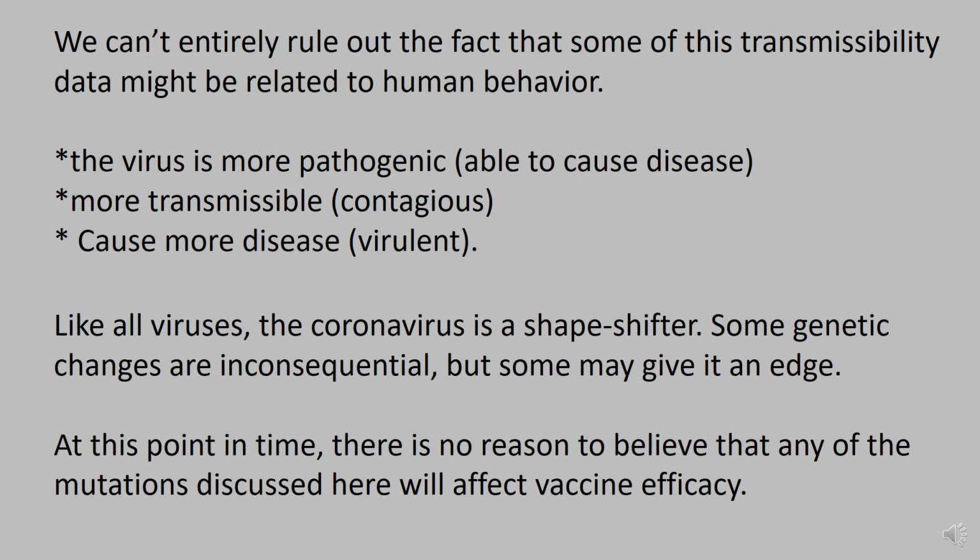At this stage, we can't rule out the fact that some of the increased transmissibility that's been seen is entirely related to human behavior. It has nothing to do with this viral variant. The viral variant has not yet been shown to be more pathogenic, that is, able to cause disease, more transmissible, contagious, or cause more disease in terms of virulence. That will be tested. There is cause for some concern, but studies have to be done to confirm that this variant is more pathogenic. Like all viruses, the coronavirus is a shapeshifter. Some genetic changes are inconsequential and some might give it an edge. We're waiting to see that.